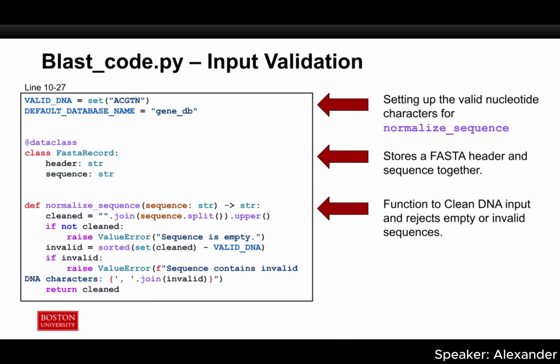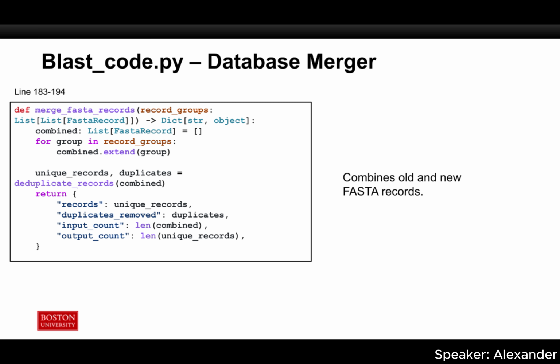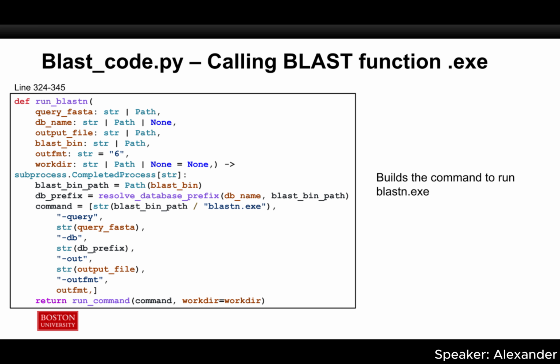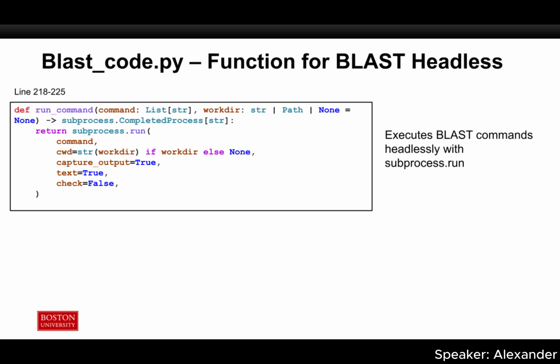normalize_sequence cleans any DNA sequence-related input by removing white space, converting it to uppercase, rejecting empty input, and blocking invalid characters outside A, C, G, T, and N. For database safety, merge_fasta_records calls deduplicate_records to remove repeated sequences before rebuilding the database. Finally, run_blastn calls the BLASTN executable file through run_command using subprocess.run.